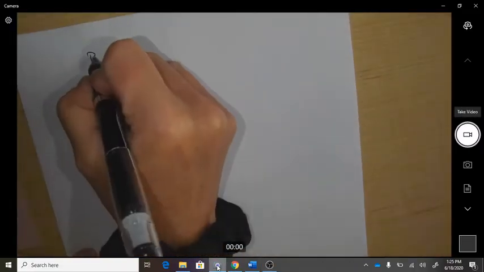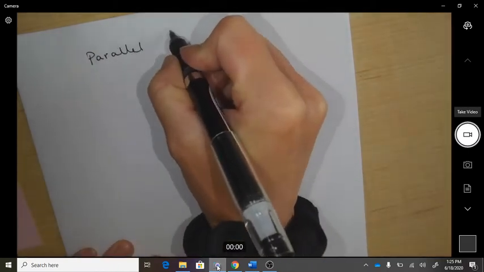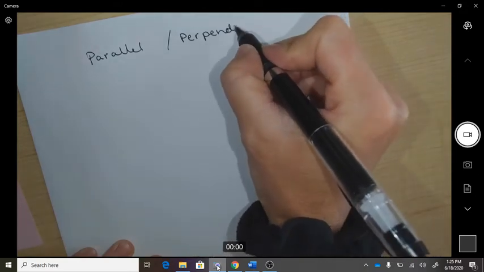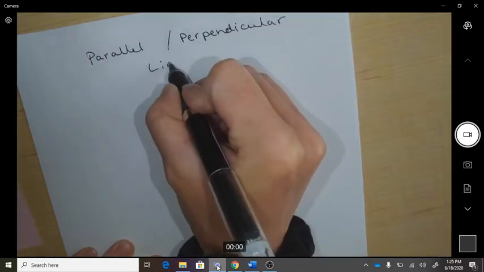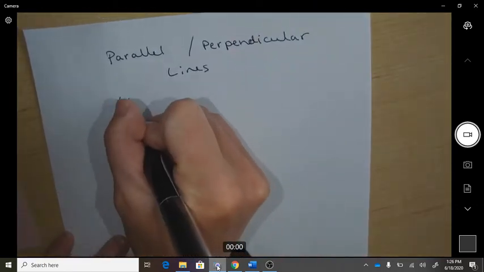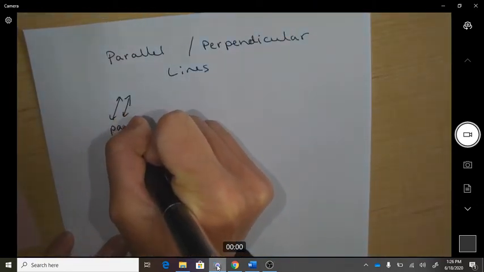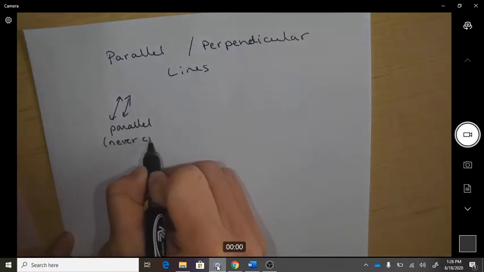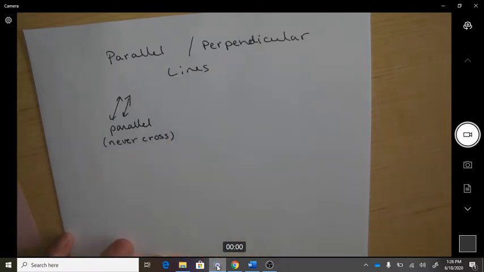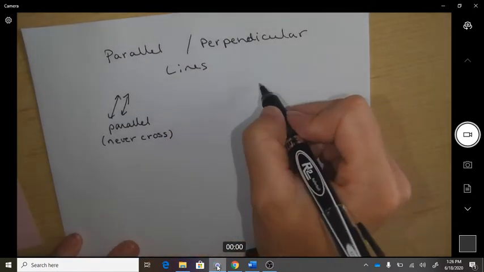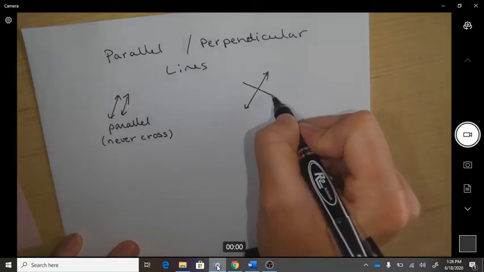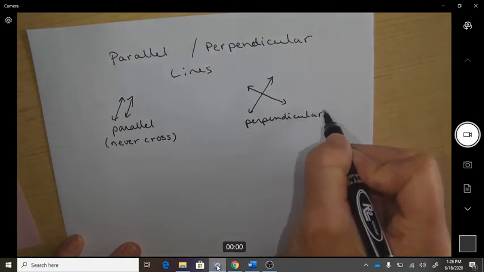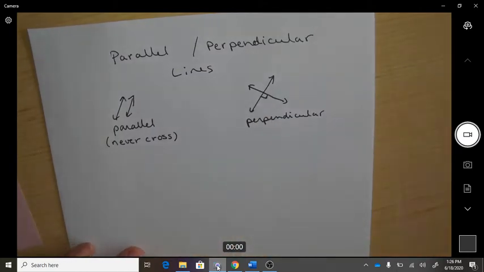Okay, today we're learning about parallel and perpendicular lines. Okay, so parallel lines would look like that. They never cross. They run at the same angle. And perpendicular, this would be perpendicular. And they actually meet exactly at a 90-degree angle.